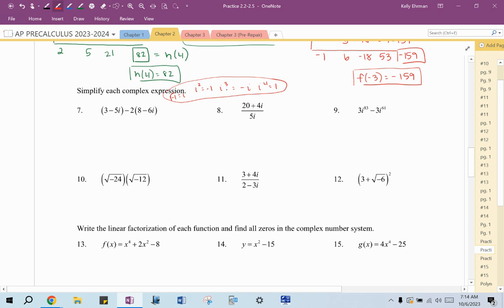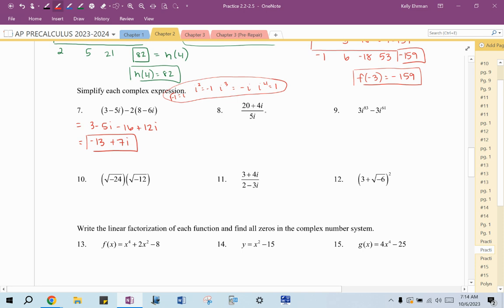You can also figure them out, right? Like i cubed is i squared times i. So if you know i squared, you can kind of get around to the rest of them. All right, this first one, we're just simplifying each complex expression. So 3 minus 5i minus 16 plus 12i. Write your answer in standard form, meaning put the real number first and the imaginary number second. We're leaving our answers in terms of i, so we're not going to replace this with square root of -1.